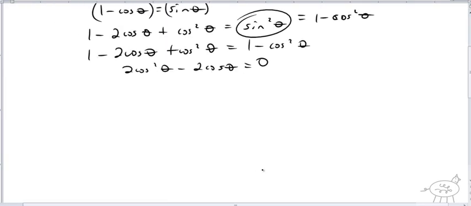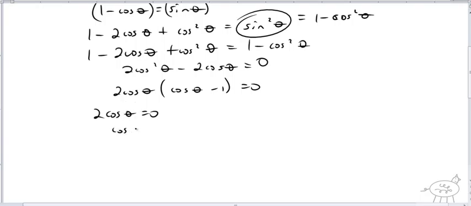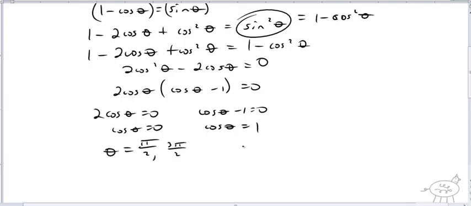Okay, let's keep going down here. And then now it's easy. Now it's a great factoring problem. I can factor out a 2 cosine of theta, and I get cosine theta minus 1 equals 0. So I get 2 cosine of theta equals 0, so cosine of theta equals 0, and cosine of theta minus 1 equals 0, or cosine of theta equals 1. Well, that's pretty easy, right? Cosine of theta equals 0, isn't this going to be two answers here? So pi over 2 and 3 pi over 2. And this one's going to be theta is equal to 0.